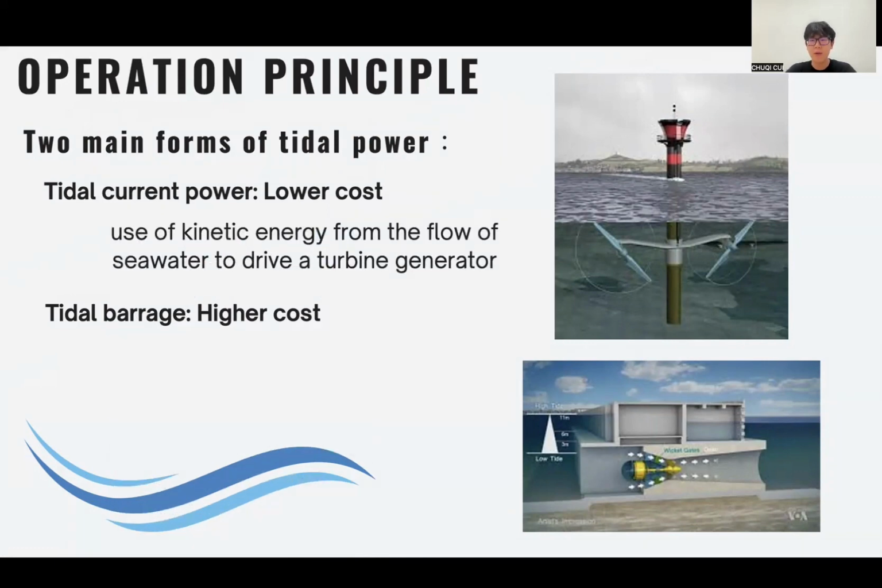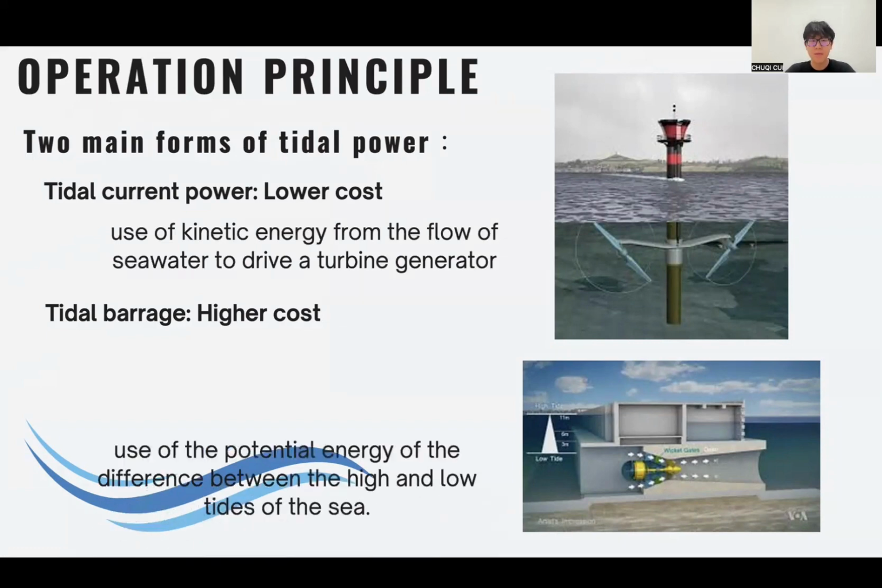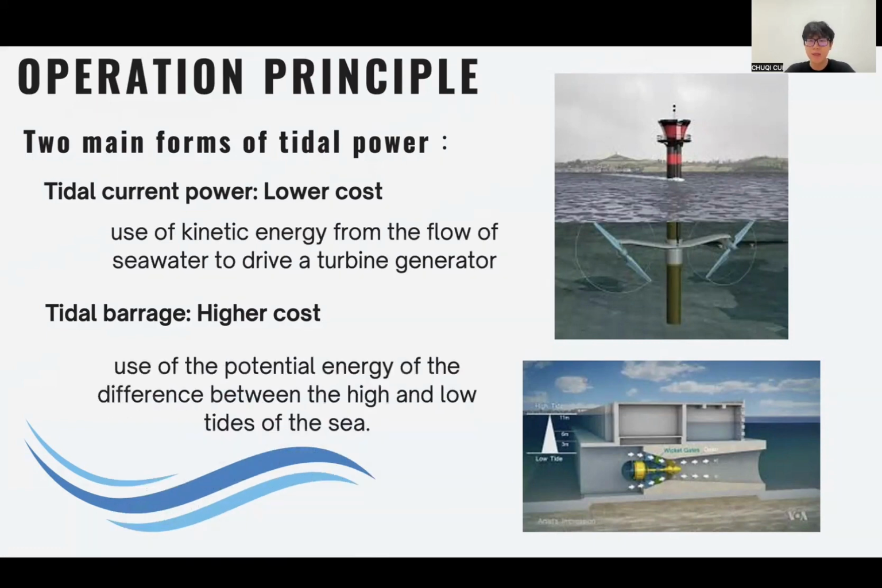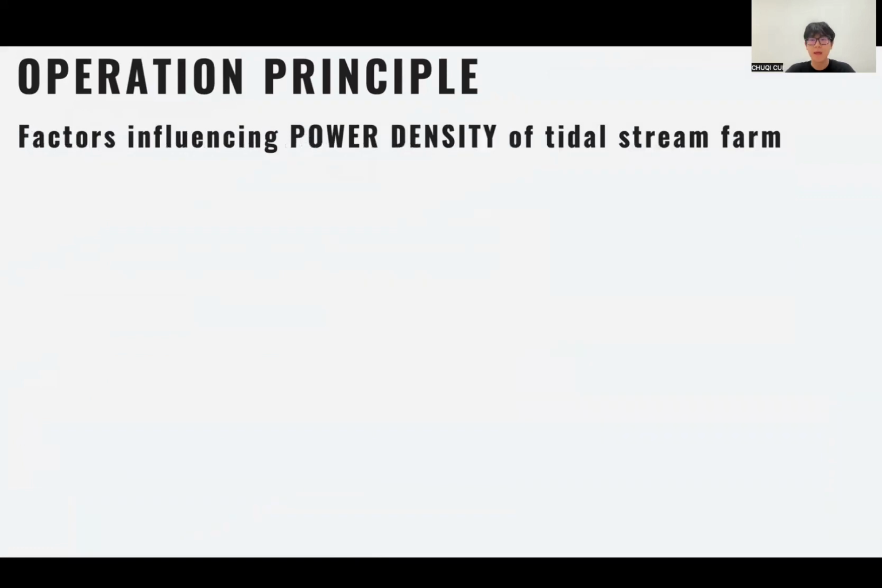The tidal current power uses kinetic energy from seawater, which costs less to build. The tidal barrage uses the potential energy of the difference between the high and low tides of the sea, which costs more. Now you may ask, how can we estimate the power density of a tidal stream farm?